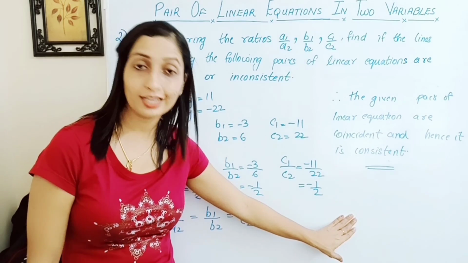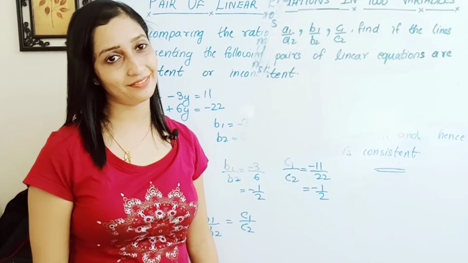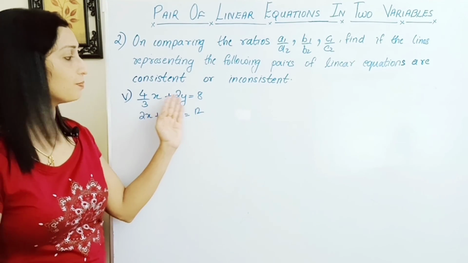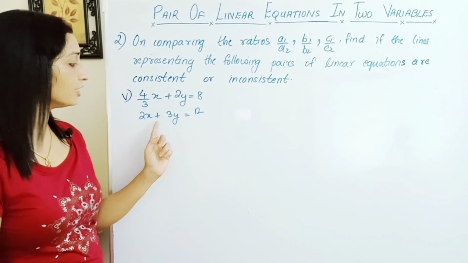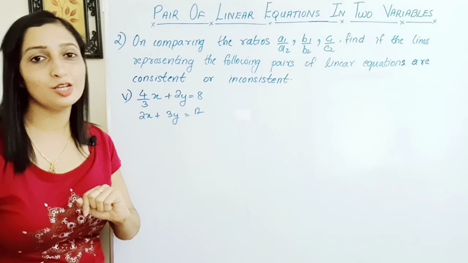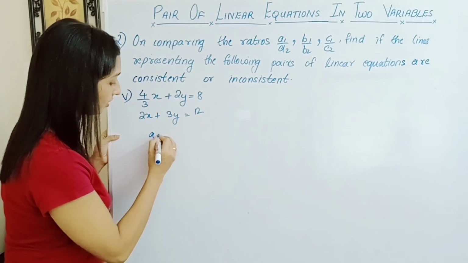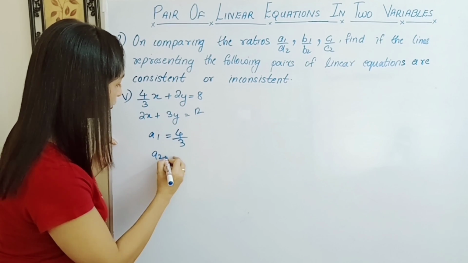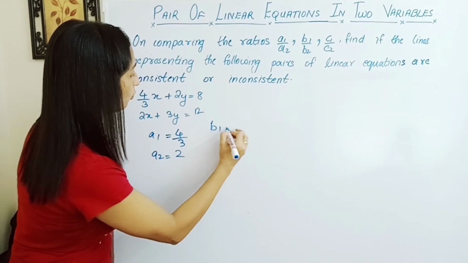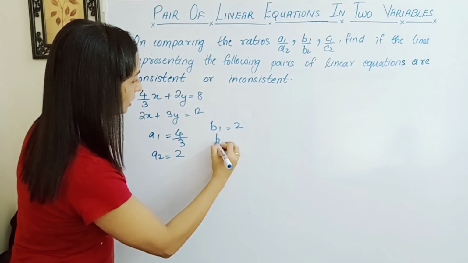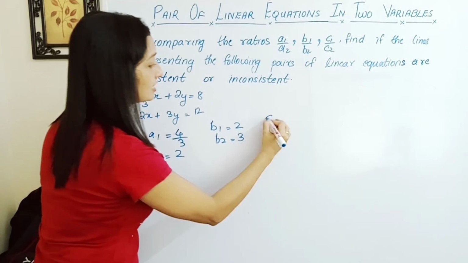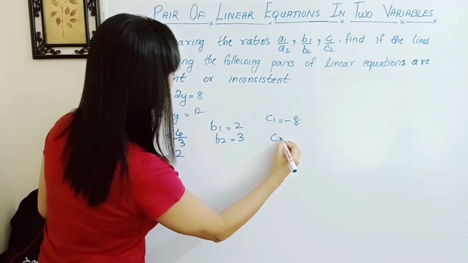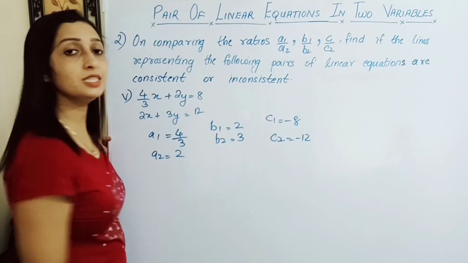Now let's move on to our next question, which is part 5. So this is our part 5, which is 4 by 3x plus 2y equals 8 and 2x plus 3y equals 12. So first let us take down and write our A1, which is 4 by 3, A2 is 2, B1 equals 2, B2 equals 3, C1 equals minus 8 and C2 equals minus 12.